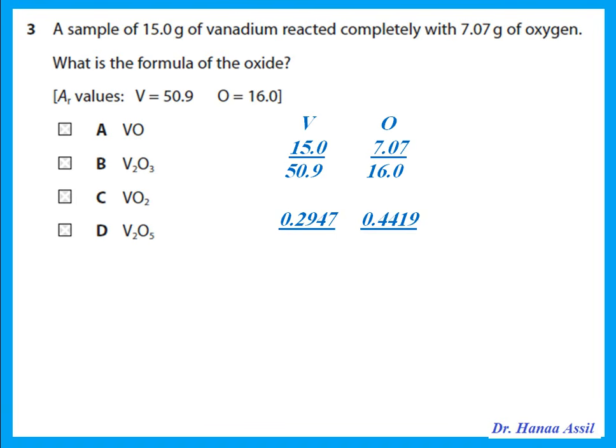This will give numbers. Now you look at the numbers and you divide by the smallest in order to simplify the ratio. This comes out to a ratio of 1 to 1.5. Remember that we said we do not round up 1.5. We don't say this is 2 and we don't say this is 1. We write it as 1.5 and then we multiply all through by 2. So you multiply all the ratio. Instead of 1 to 1.5, it is actually 2 to 3. So your empirical formula is V2O3.